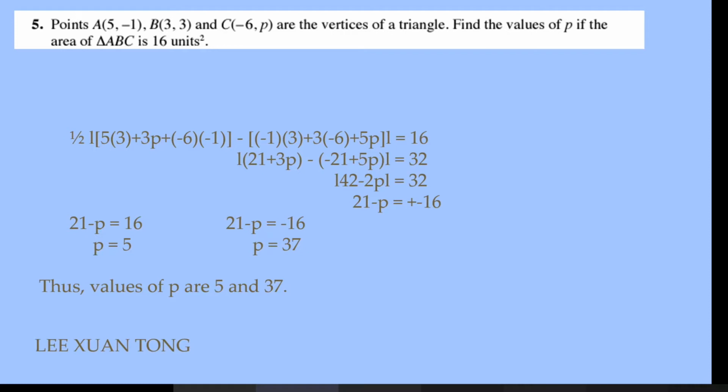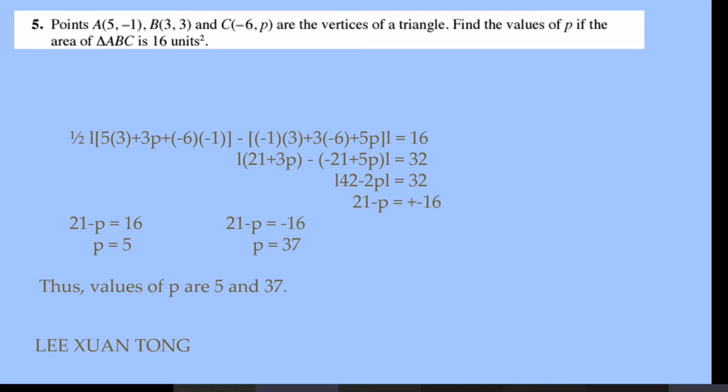So 21 minus p is 16 and p equals 5. For the negative 16, 21 minus p equals minus 16, so p is 37. Thus, values of p are 5 and 37.